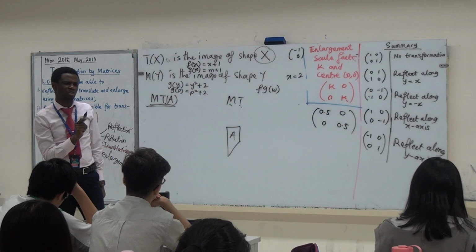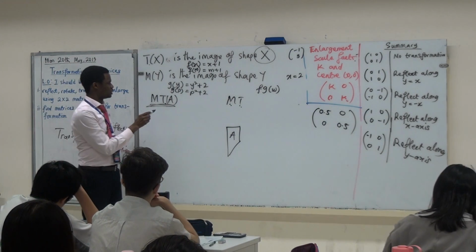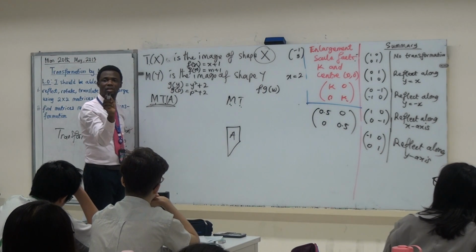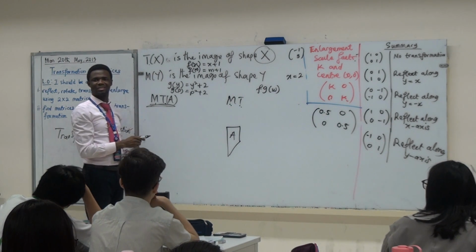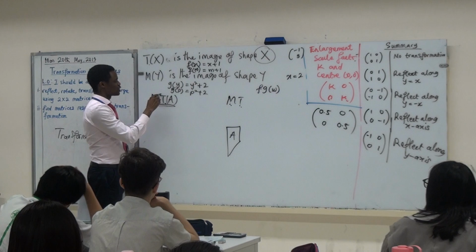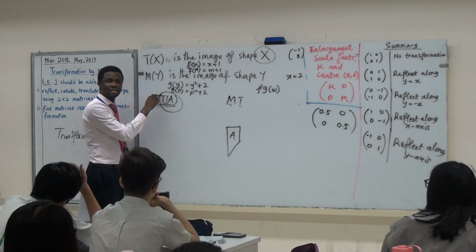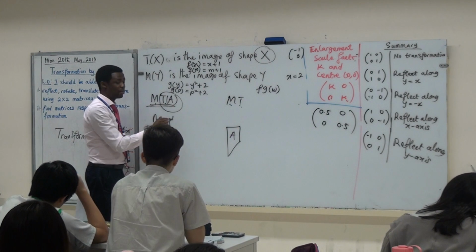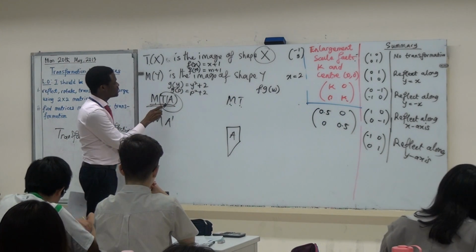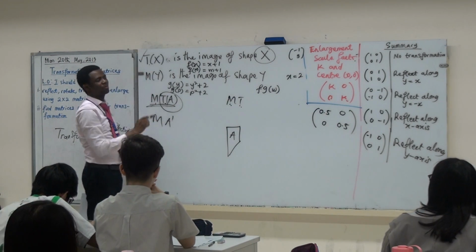I think that's what Candy was trying to explain. Do n first and then what first? Do T first. So you do TA first, right? That gives you maybe A prime. Then you do your MA prime. So your TA will be answered by this.